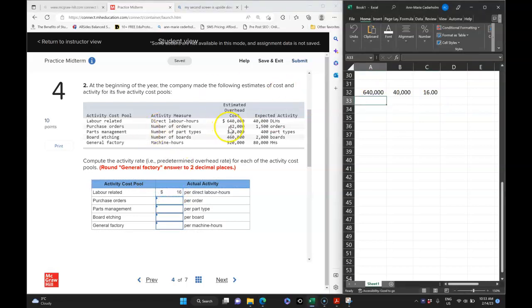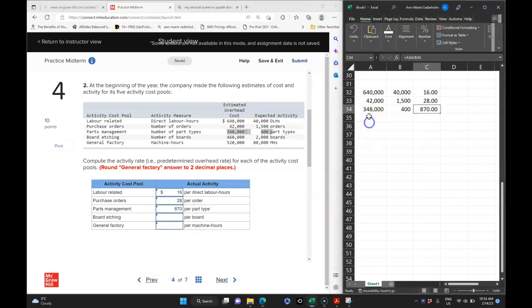Then my purchase orders, I've got the 42 and the 15. So I'll do 42,000 and 1,500. So this is orders. That gives me 28. My parts management is going to take the $348,000 in parts divided by the 400 parts. And that gives me 870.